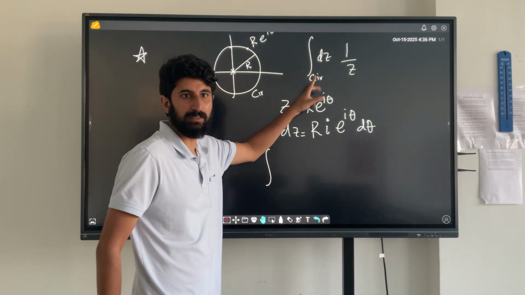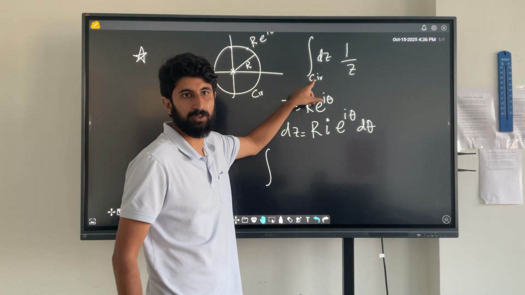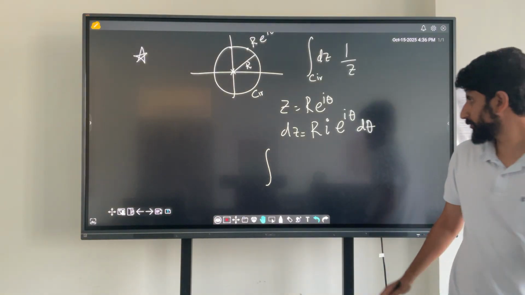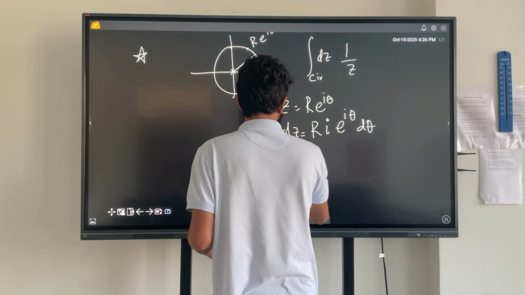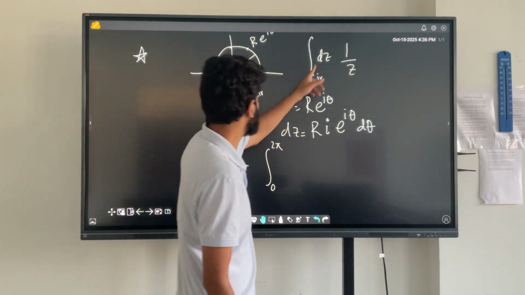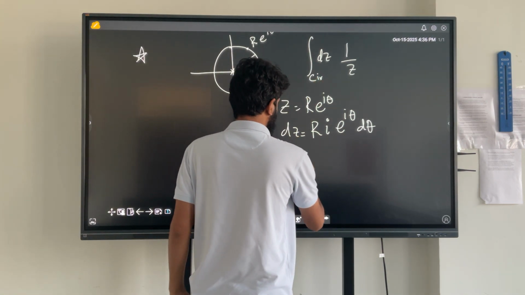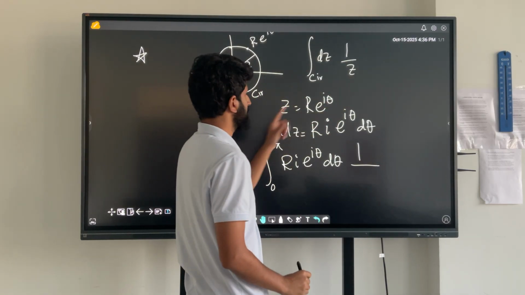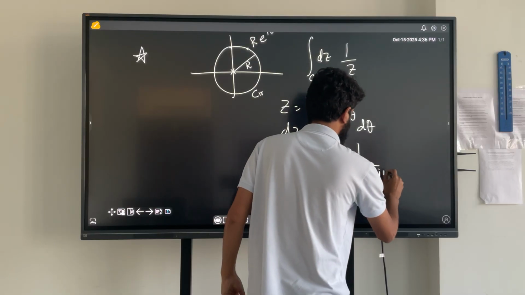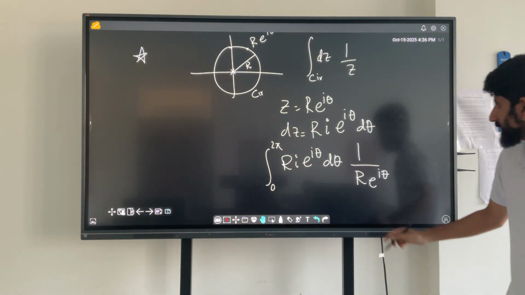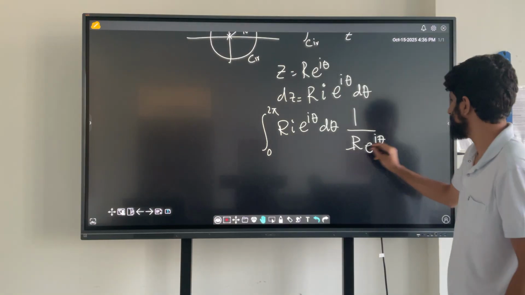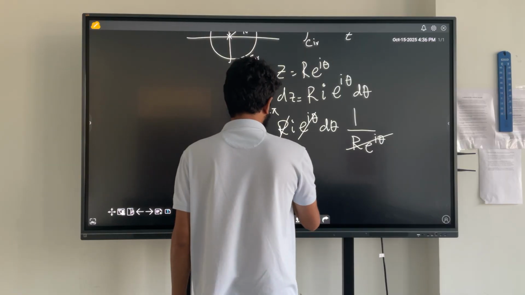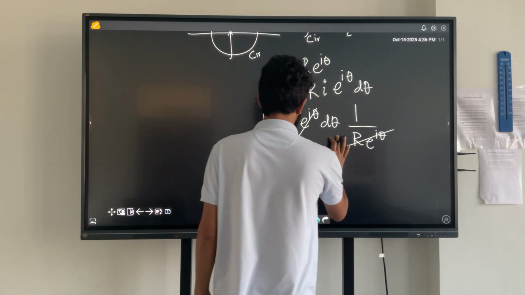Now the integral over the circle has implicitly limits in θ. What should I vary θ from and to, so as to trace out the loop? 0 to 2π, excellent. And what is dz? It's r i e^(iθ) dθ. And 1 divided by z is 1 over r e^(iθ). This cancels, right? I can take the constant outside. And what do I get? 2π.